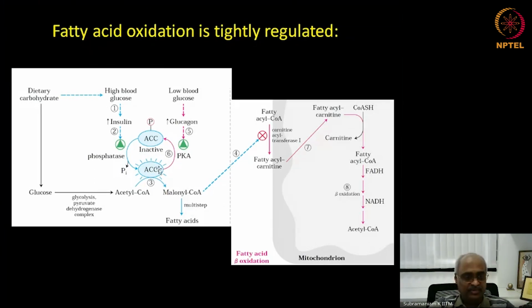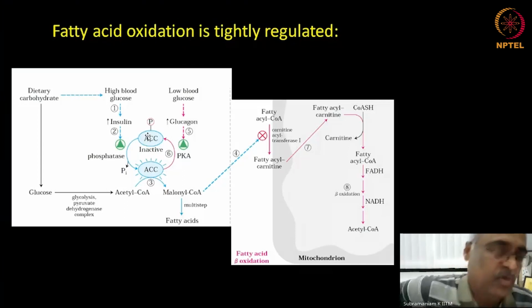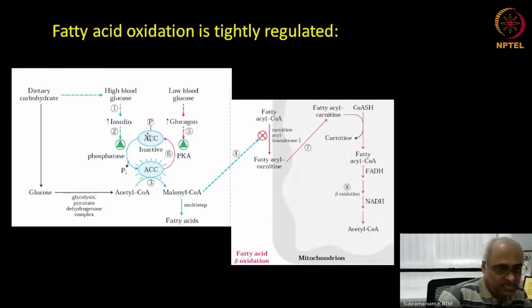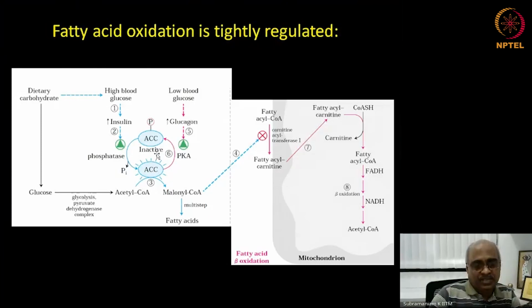And therefore, this enzyme, which is a committed step committed to fatty acid biosynthesis, is subject to regulation. Here the regulation is phosphorylation and dephosphorylation. So this is covalent modification of the enzyme, a post-translational regulation. The active form is the dephosphorylated form, and that is stimulated by insulin. Insulin activates a phosphatase, which converts the phosphorylated inactive ACC to active ACC. Okay, so this is one important regulation.